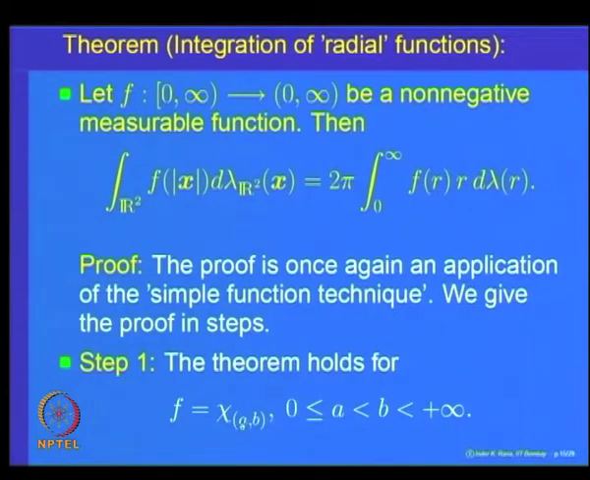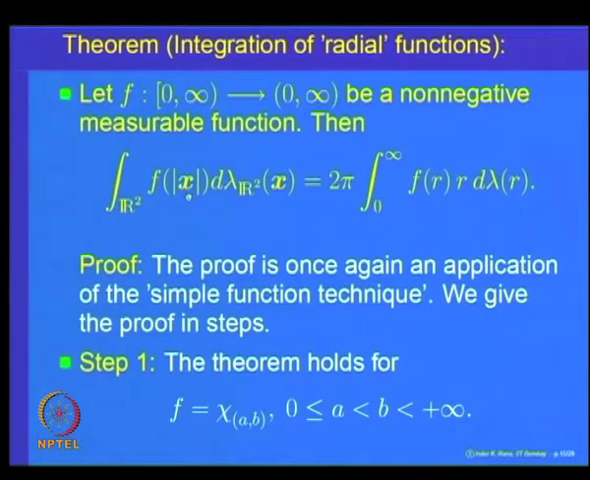The function is the indicator function, so this value is 1. So, it is the integral of r dr. When you integrate r dr, you get r squared by 2 between a and b. So, when you put in the values, you get (b squared minus a squared) by 2. So, that is equal to pi times (b squared minus a squared). So, this side is nothing but pi (b squared minus a squared).